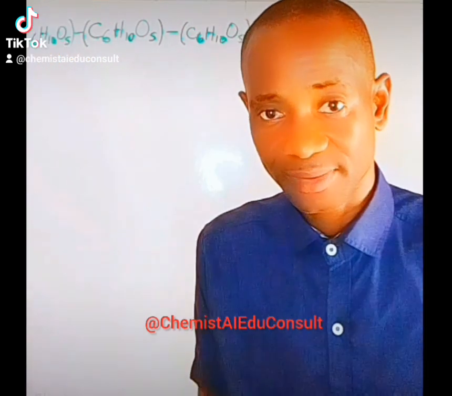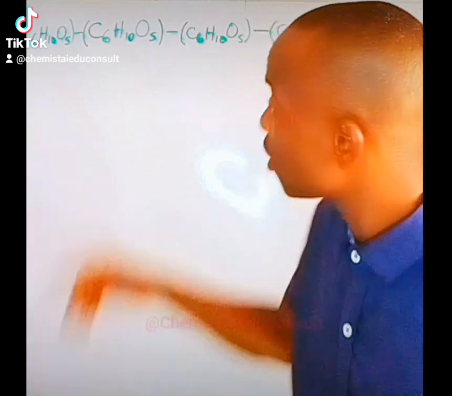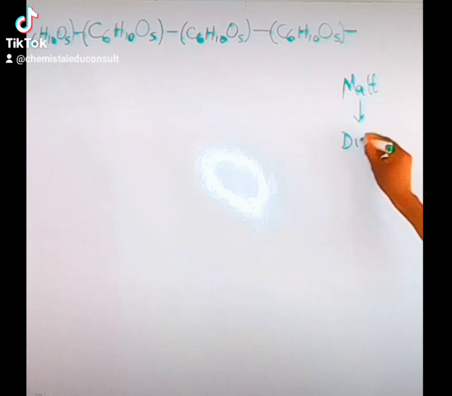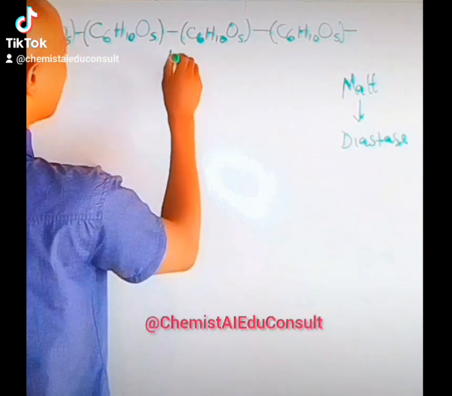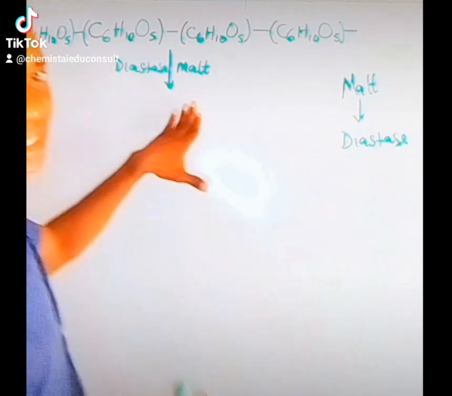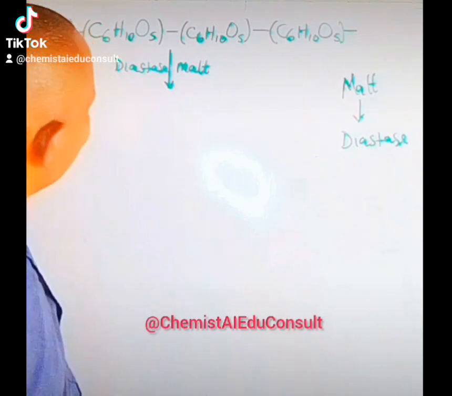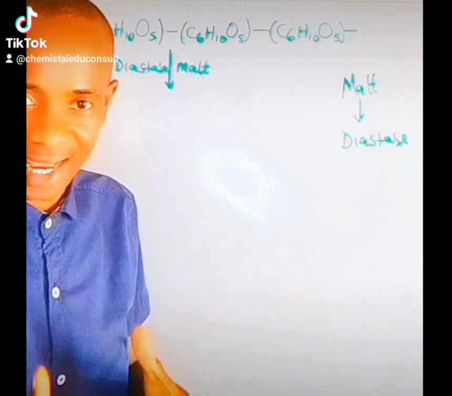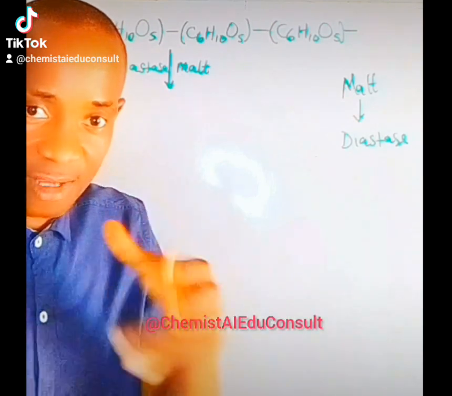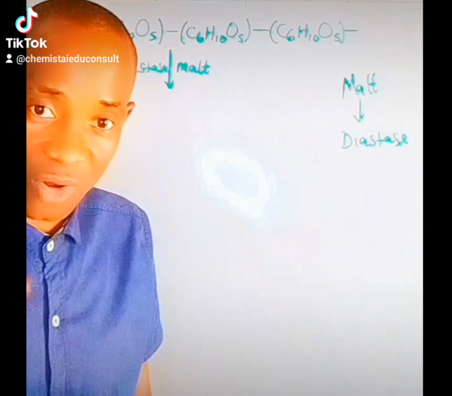Now, in the industry, to start the fermentation, malt is going to be added. Malt contains the enzyme diastase. We add malt, and malt will release diastase. And what diastase does is to convert the starch to maltose, which is a disaccharide. By di, we mean 2 glucose molecules fused together with elimination of water.